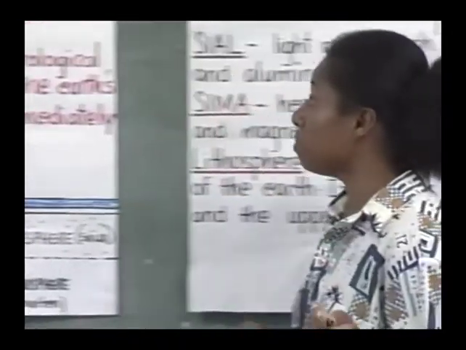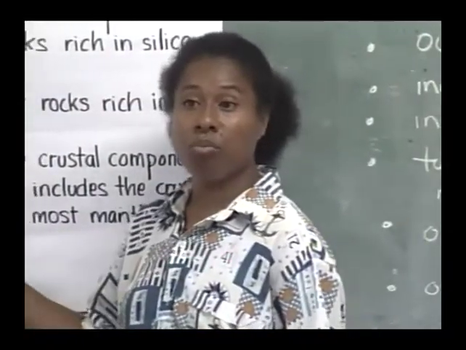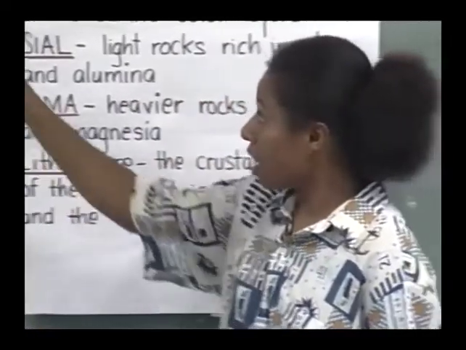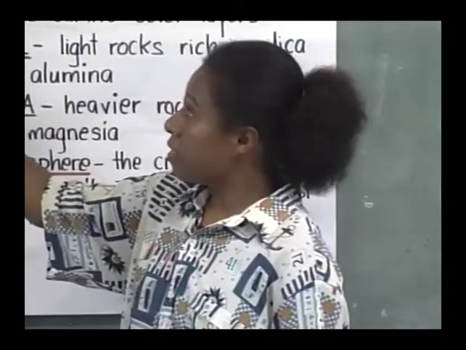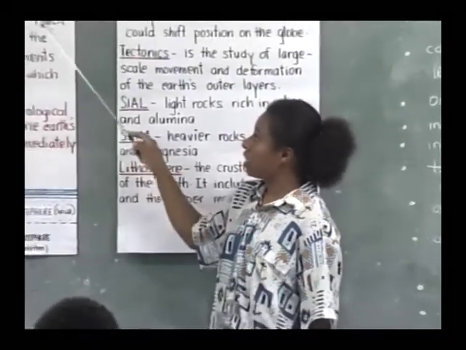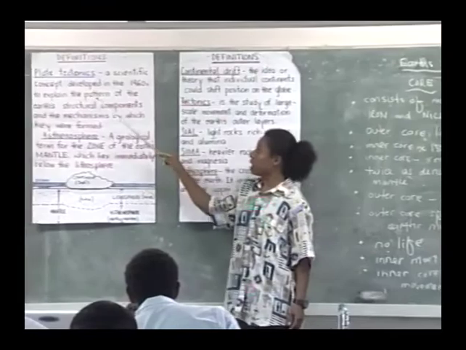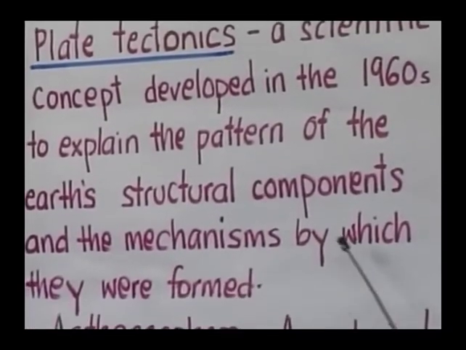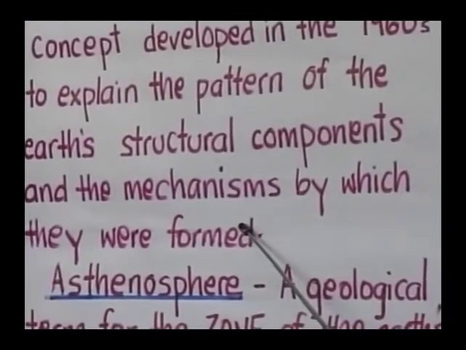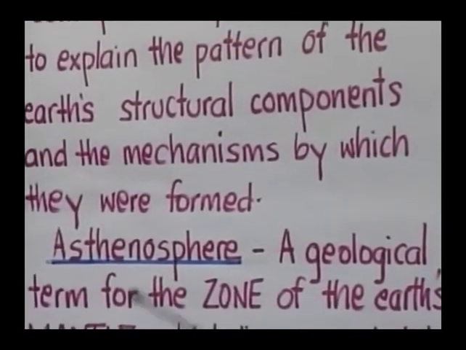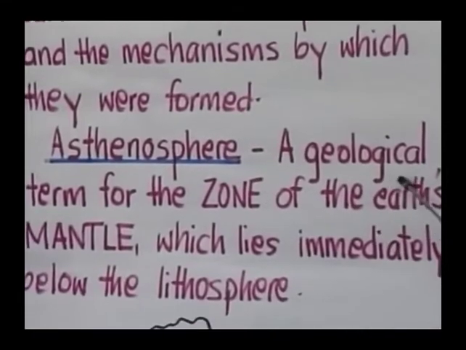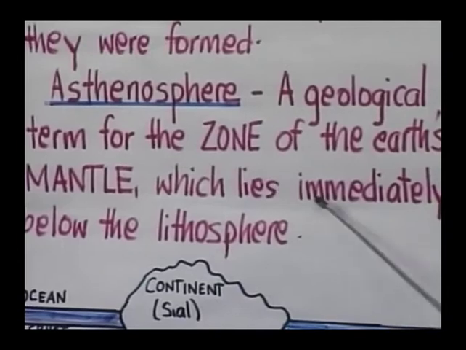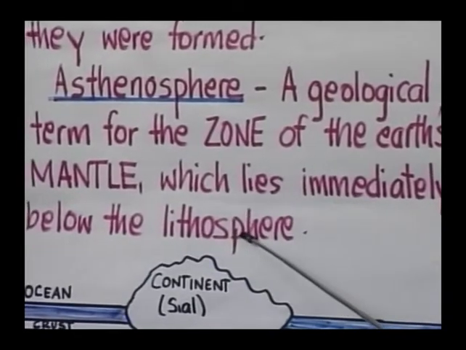Some of the terms that we need to make reference to when we are studying convection currents and plate tectonics. Plate tectonics is simply a scientific concept developed in the 1960s to explain the pattern of the Earth's structural components and the mechanism by which they were formed. Asthenosphere is a geological term for the zone of the Earth's mantle which lies immediately below the lithosphere.